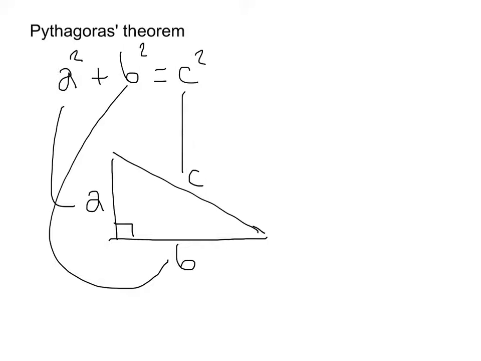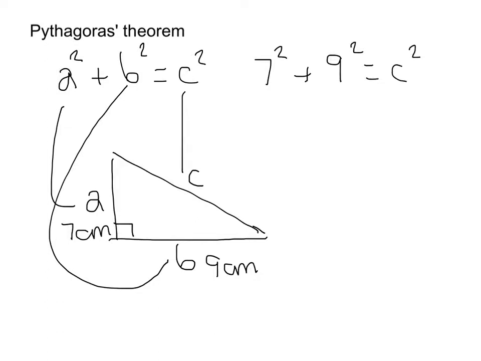Now, if I gave these a numerical value, for example, if I said that A was 7 centimetres, B was 9 centimetres, and I wanted to calculate C, well, that's where Pythagoras' theorem comes in useful, because using the theorem I can say that 7 squared plus 9 squared equals C squared.